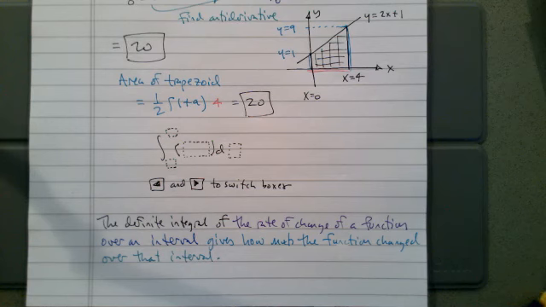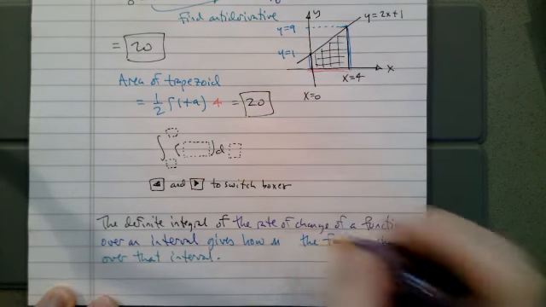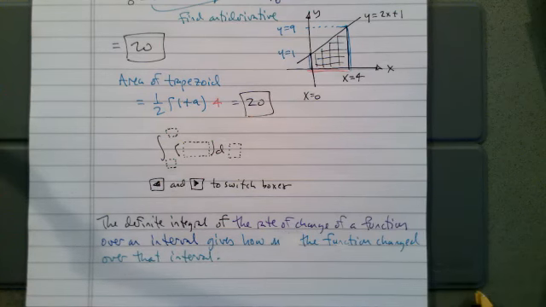Sometimes how much the function changed is called the total change in the function. The definite integral of the rate of change of a function over an interval gives how much the function changed over that interval. F prime is the rate of change of f. So if we integrate f prime from a to b, we get to know how much the function f changed from a to b.